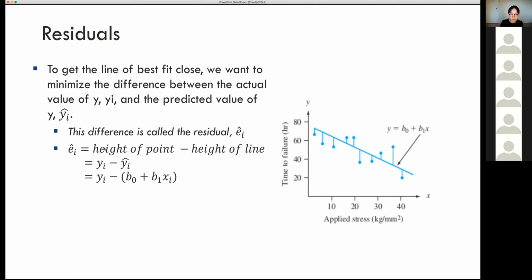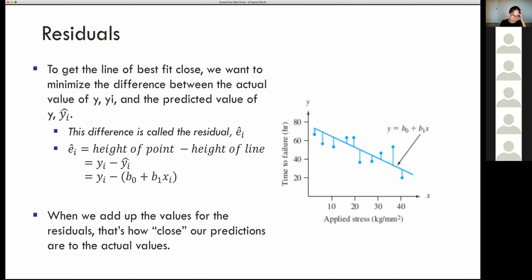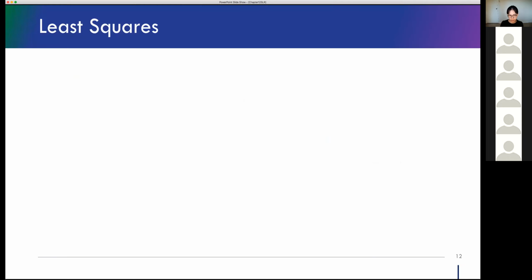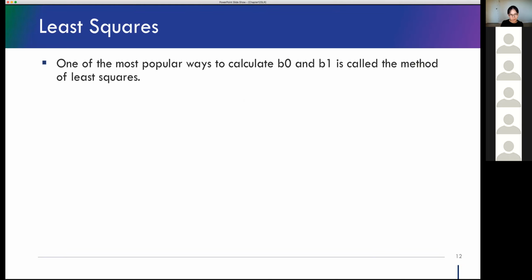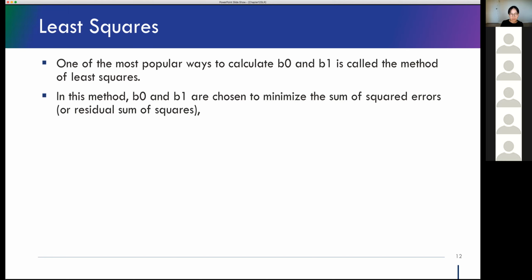And I introduced this residual because we will need that to estimate B0 and B1. When we add up the values of the residuals, that's how close our predictions are to the actual values. And we want to minimize the sum of the squared residuals, and that's called least squares. This is the way to calculate the estimates for our slope and intercept, and this is called the method of least squares.